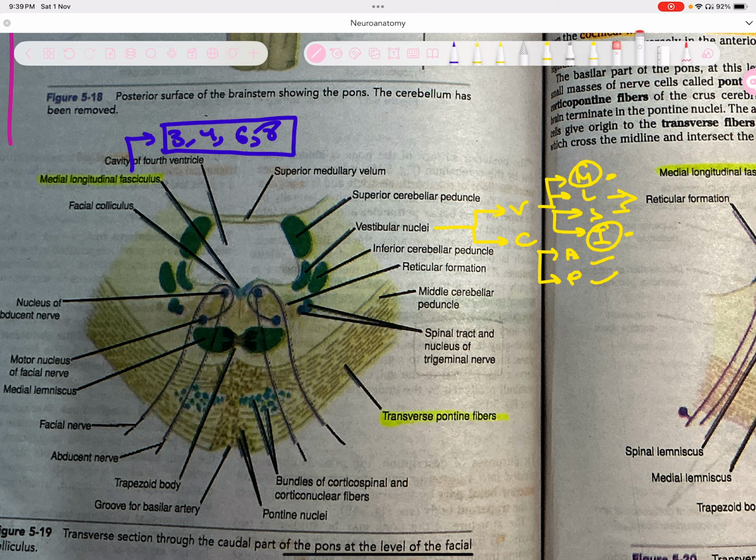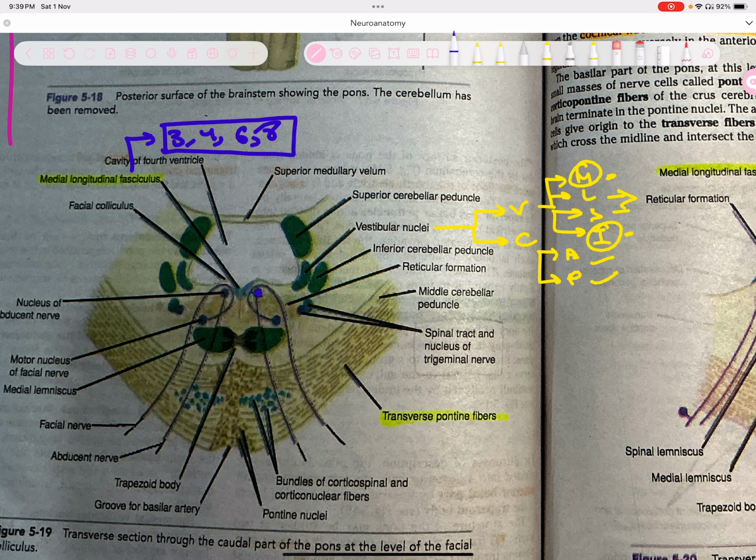Now moving on, this is the reticular formation. I'm sure you already know that. And you can see the spinal tract and the nucleus of the trigeminal nerve. Remember I told you the nucleus was medial and the tract was lateral in your medulla. The same case is here as well, and this continues here as well. Now this is the one thing that I was talking about.